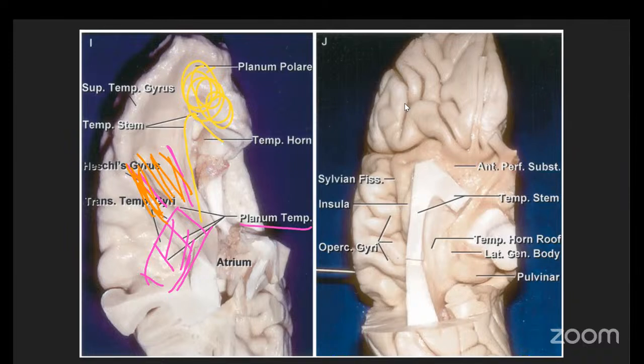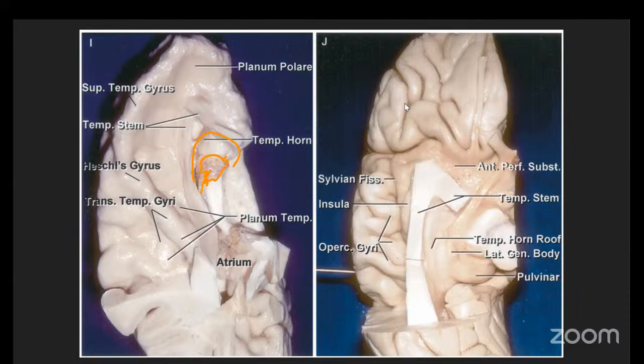Clear all of it. Slightly deeper, what do you see here? This is the temporal horn along with its choroid plexus. And then posteriorly, we also see the atrium here. Is it clear? Yes. Okay, let's move on.